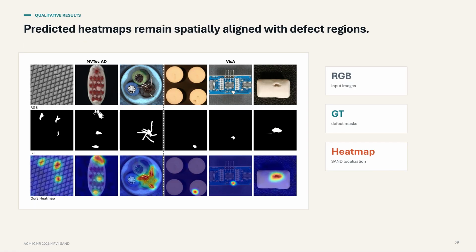The qualitative results provide a visual check of the localization behavior. Each example shows the input image, the ground truth anomaly mask, and the predicted SAND heat map. The examples are selected from both MVTec-AD and Visa, so they cover different object structures and background conditions. The heat maps are not intended to show perfect segmentation. The important observation is that the high response regions are generally aligned with real defect areas. This supports the pixel-level results and shows that SAND preserves useful localization ability under noisy training.